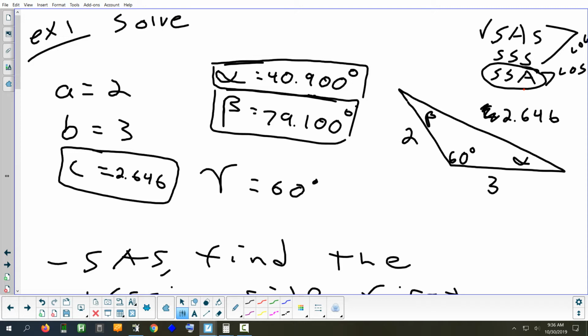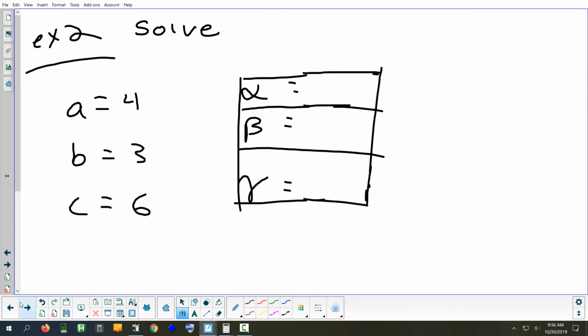So side angle side pretty much combines everything you would ever have to do in a law of cosines problem. Solving for a side and solving for an angle. When you do a side-side-side problem, you never have to solve for a side. You're always solving for an angle.